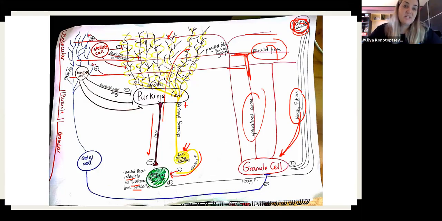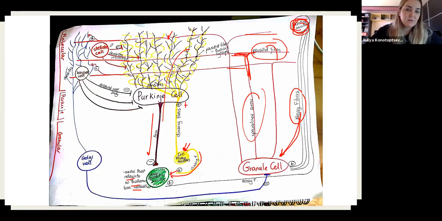Okay, we have additional cells, stellate cell and basket cell. The parallel fibers are very interesting because they can simultaneously synapse with these three cells: with stellate, basket, and Golgi. So these parallel fibers can pretty much synapse with everybody. The granule cell pretty much synapses with everybody.